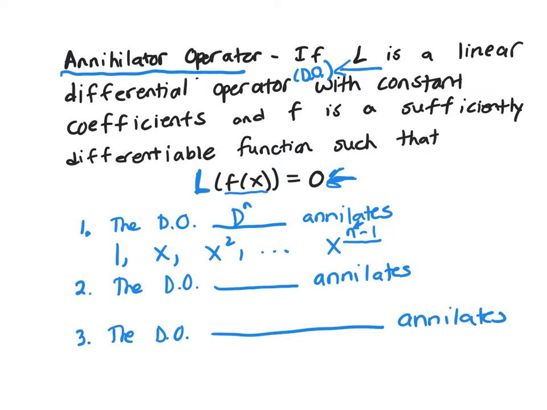The differential operator (d minus alpha) to the n annihilates anything that looks like this: e to the alpha x, or maybe you have x e to the alpha x, or maybe you have x squared e to the alpha x. Once again, your alpha is going to be the constant on your variable x. And this n here will be 1 more than the highest power on the variable x.